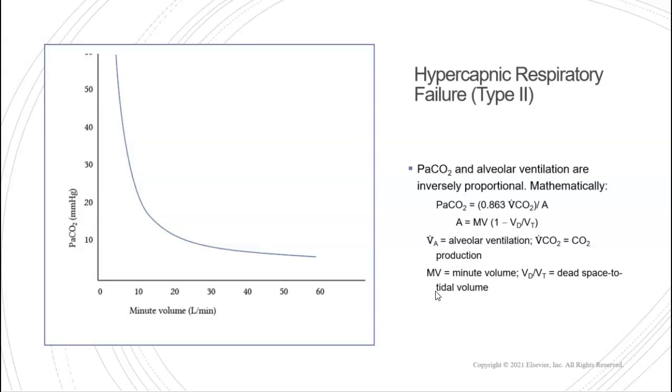It's just a nice representation to show you how this correlates mathematically, and you can predict what your pH or your CO2 will be based on how much minute ventilation you have. When you're talking about minute ventilation or alveolar ventilation, remember this is the amount of ventilation that's happening at the alveolar level. So you need to remove that anatomic dead space from the tidal volume.